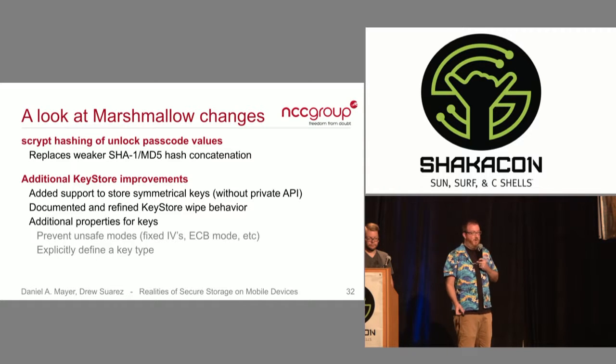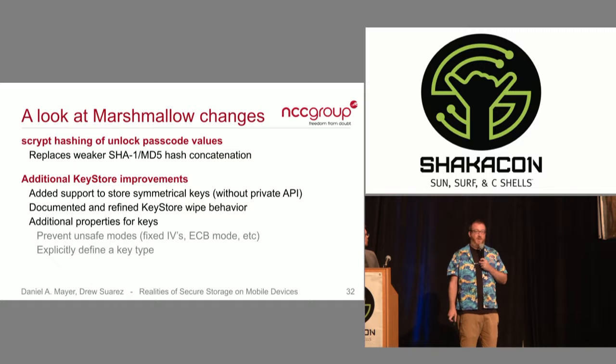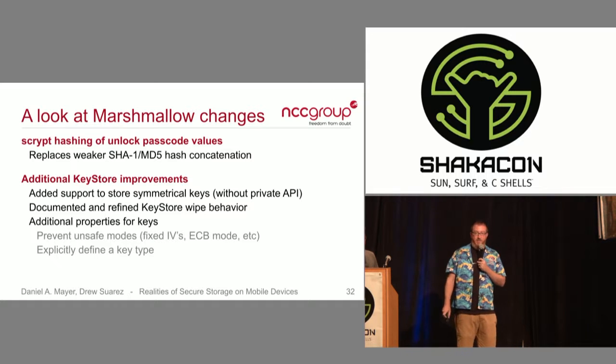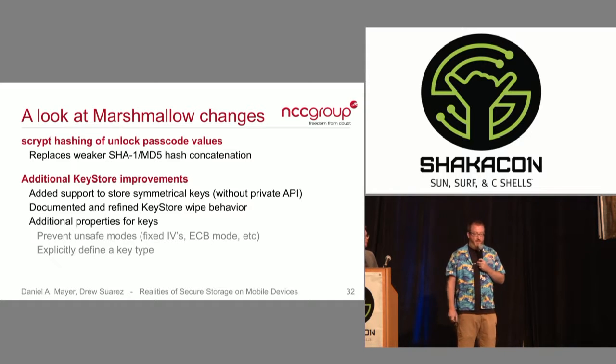A look at Marshmallow. Nougat is going to have some new changes, but since they're still in developer preview, not super relevant right now. They implemented scrypt hashing of the unlocked passcode values. This used to be done with SHA-1 and MD5 hash concatenation, and it has been replaced with something much more sturdy. And now the key store, like I mentioned, has some guarantees and some actual documentation from Google on how these things work. Additionally, keys can now have metadata attributes, so the application developer can say you can't use ECB mode or you can't use fixed IVs, you have to use these more secure behaviors. These can actually be set by the application developer.